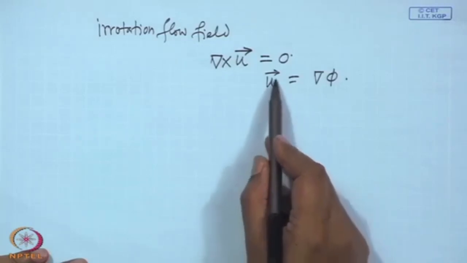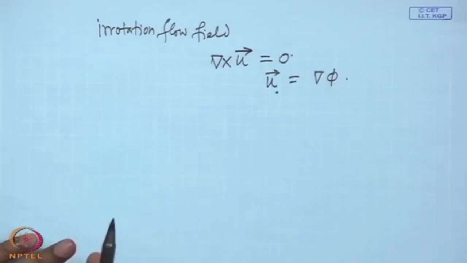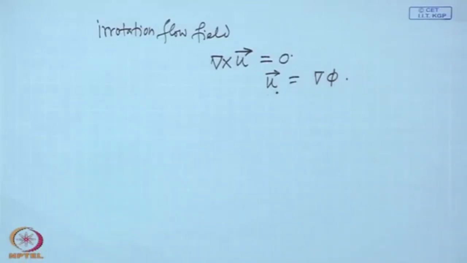And you see that simplification: instead of the three components of the velocity vector, we need only one scalar function of position and time, of course, in general. So instead of three unknowns, we now have only one unknown, phi. Once phi is known, the three components of velocity are known from this relation, nothing else.